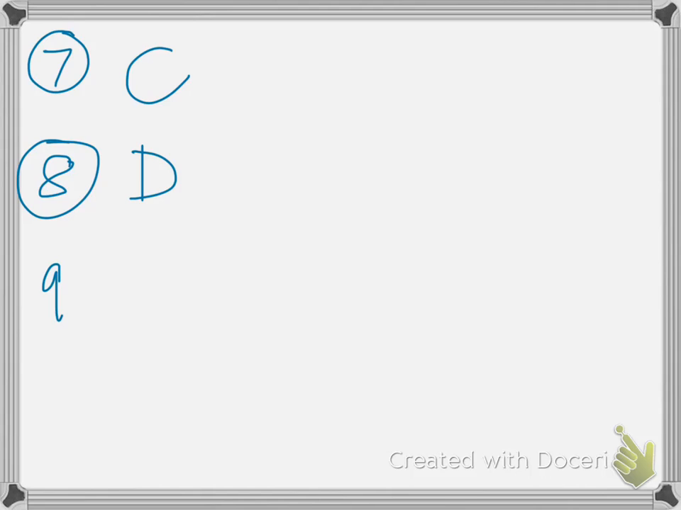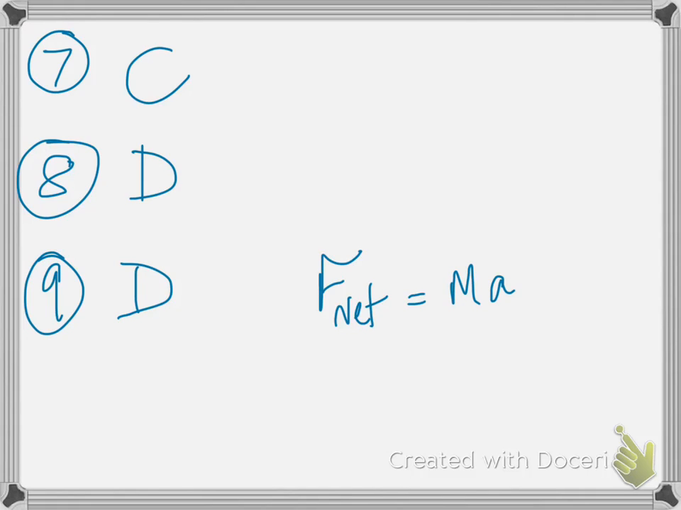Question 9. A rocket moves through empty space with constant speed. If the speed is constant, then the net force that must be applied to sustain its motion is 0. Why? Because when the speed is constant, the acceleration is 0. And if the acceleration is 0, because F net is equal to mass times acceleration, then the net force becomes 0.